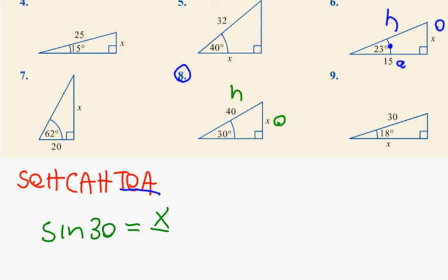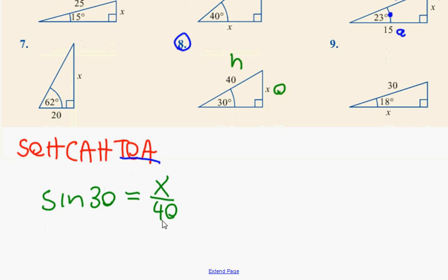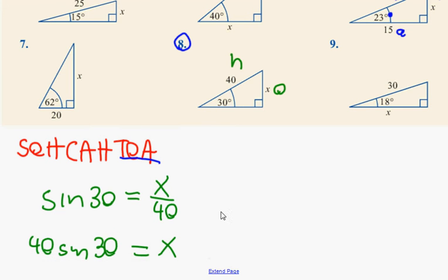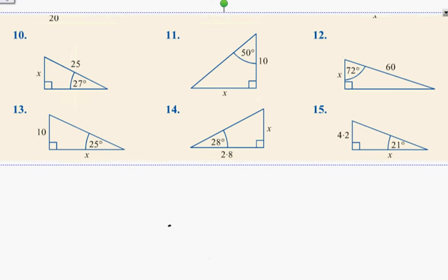X over 40. And what happens when it's X over 40? Multiplies. So, X equals 40 sine 30. So what is 40 sine 30 in your calculator? 20 is the answer there, guys. So the answer here is 20. X equals 20. Going to move on to the next page.